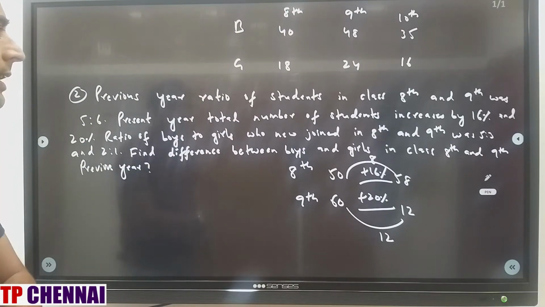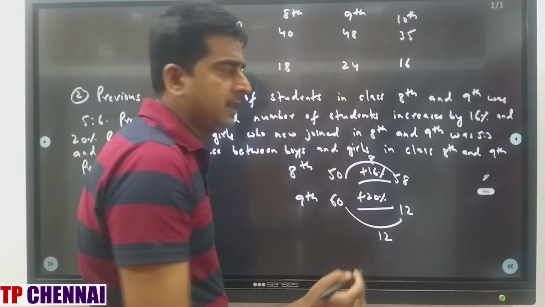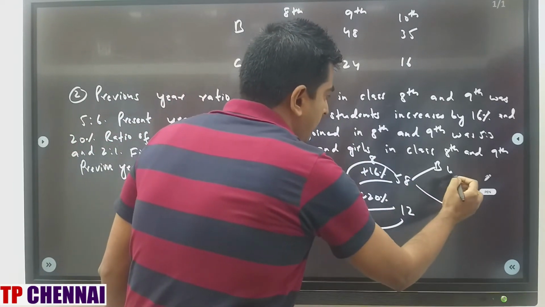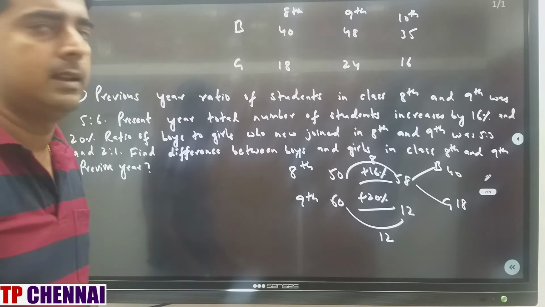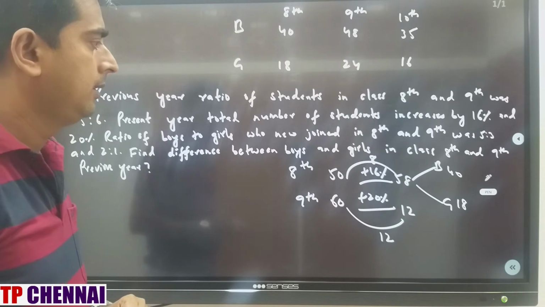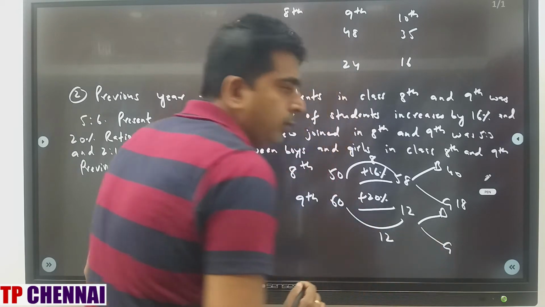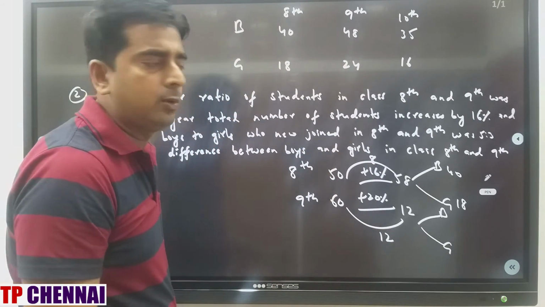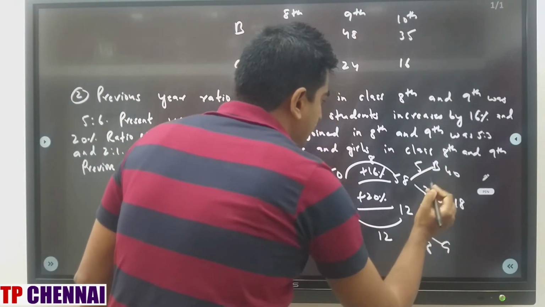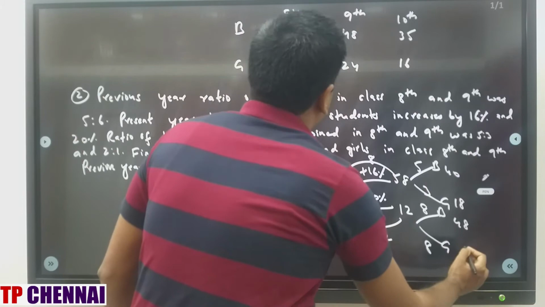Ratio of boys to girls who newly joined in 8th and 9th was 5:3. That means 5:3 will be divided among this 8. So this will be how much? 8 parts is 8, so I am writing directly boys and girls. Boys and girls is how much? 5 and 3, right, directly. Here it is 12 and the ratio is 2:1. That means 3 parts is 12, 1 part is 4, 2 parts is 8. Here it is 8 and here it is 5 and 3. Right? Then only the total will be 72. So this will be 48 and this will be 24.